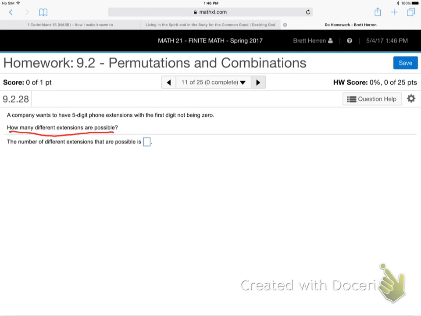So it's a math problem, really, and it's needed in the real world. So how do you figure that out? How many different extensions are going to be possible for 5-digit extensions, first digit not 0? How could we figure that out?